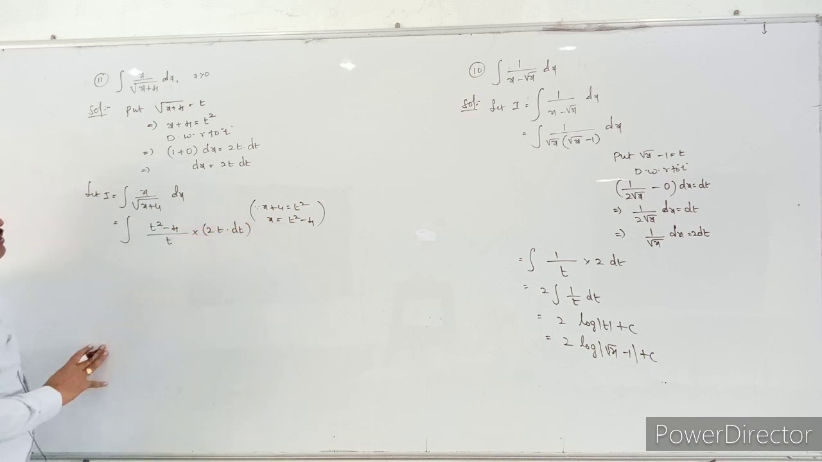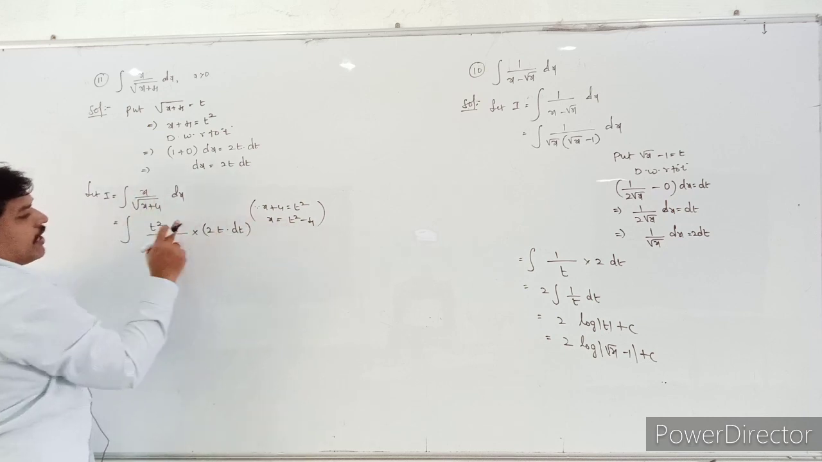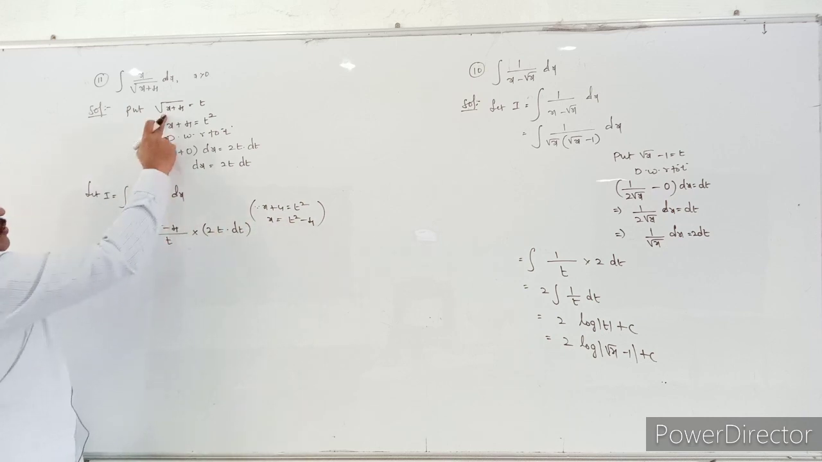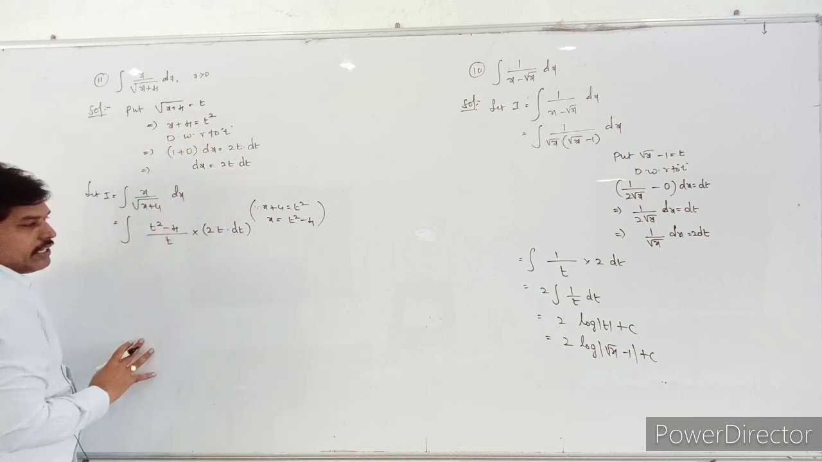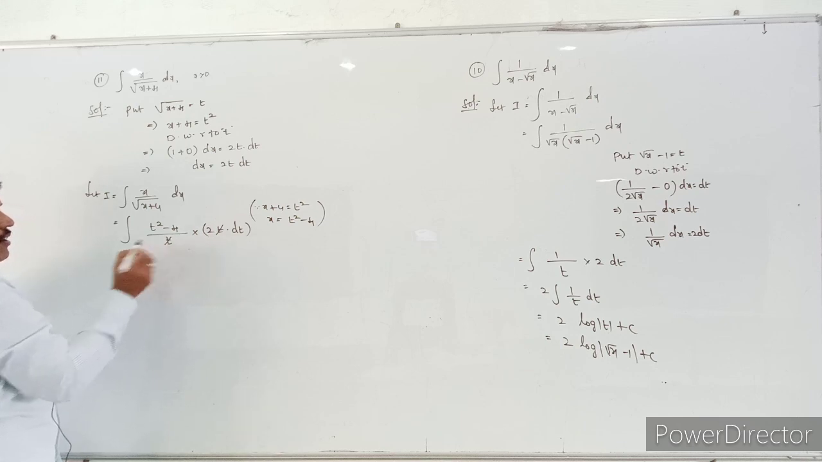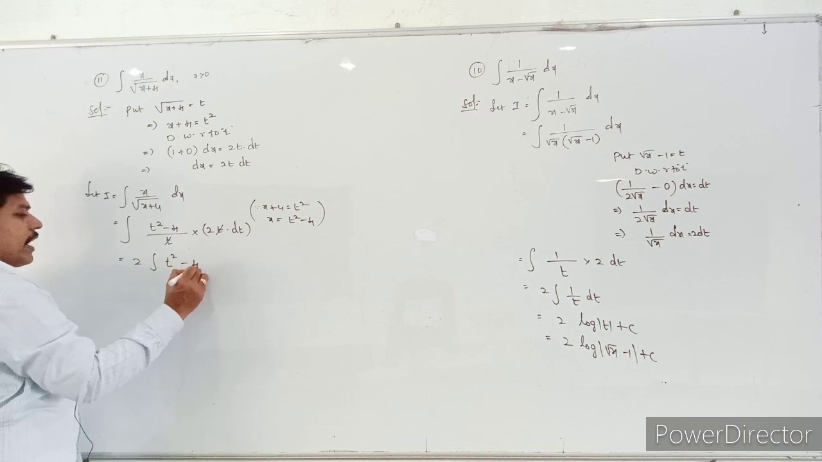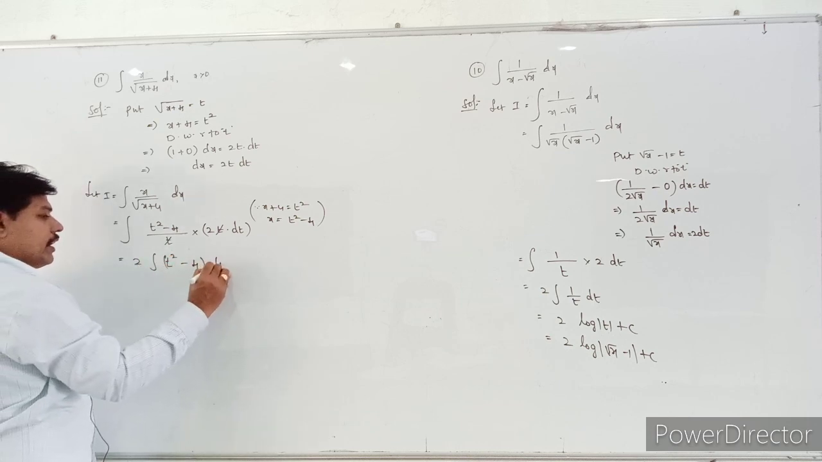See that one. So x value is t square minus 4 by root of x plus 4. Root of x plus 4 value is t and dx value is 2t into dt. So here t will be cancelled, and taking the 2 outside, it will become 2 into integral of t square minus 4 into dt.